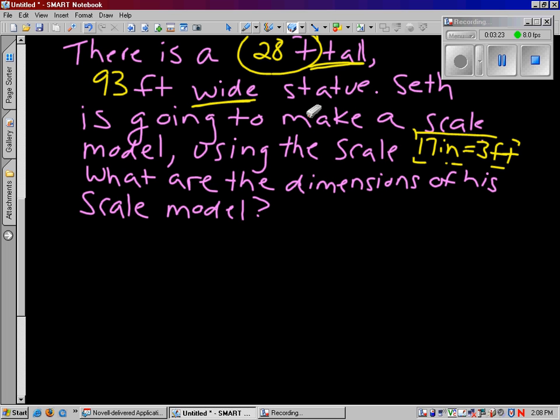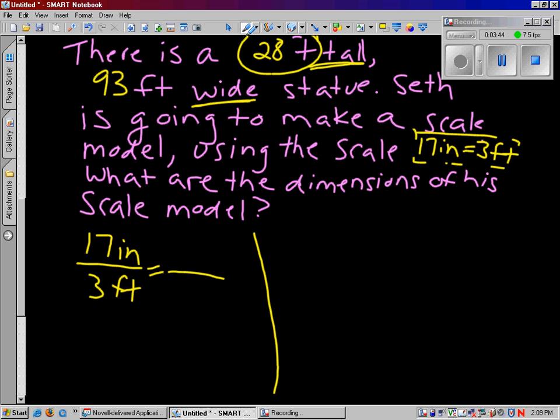Alright, I'm hoping you paused because I'm going on. I don't want you to be cheating over there. Alright, again, solved in the exact same way. It's 2 separate problems. Even though they give us 4 numbers, 2 problems. Okay, I'm going to deal with the height first. 28 feet. I know my scale. 17 inches is 3 feet.